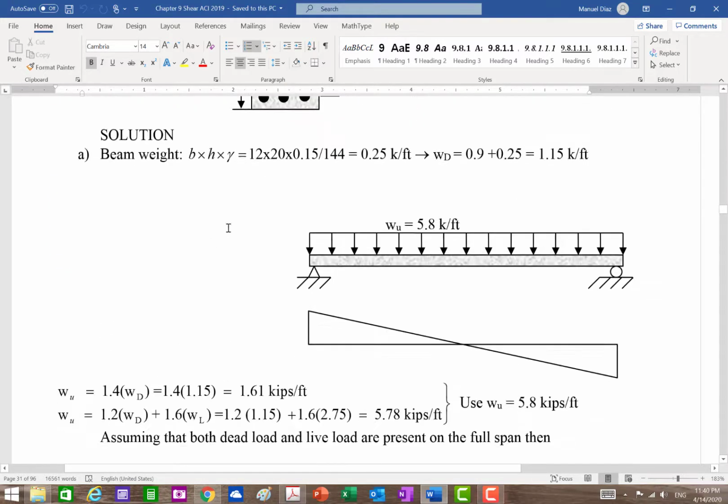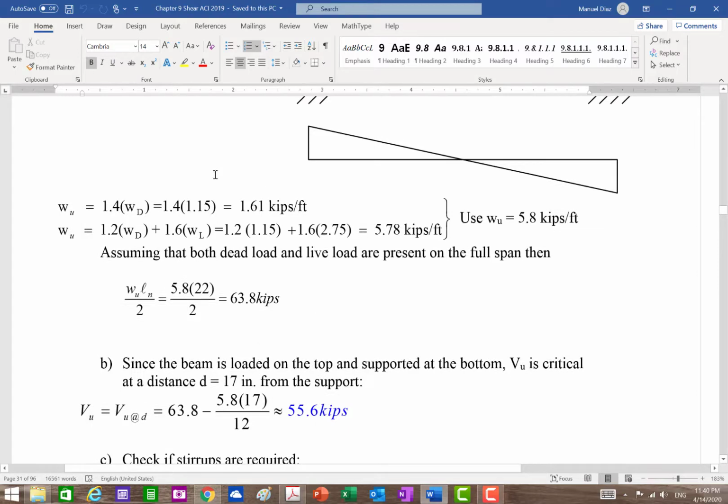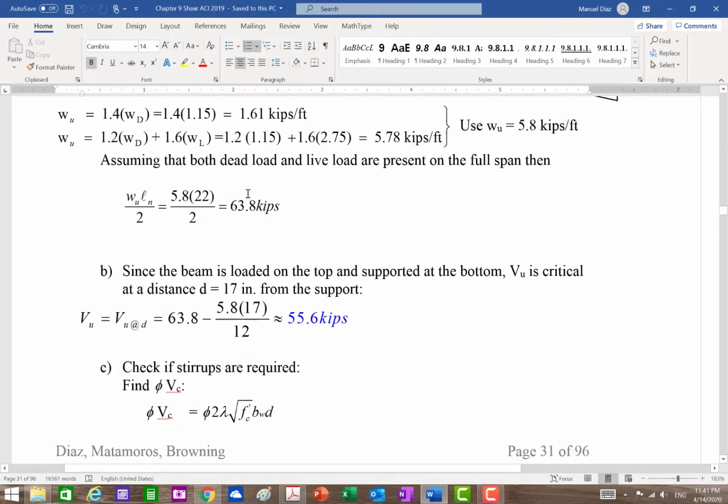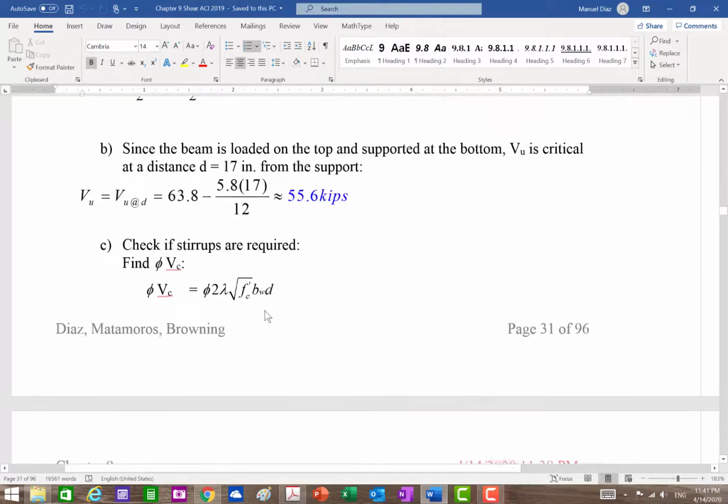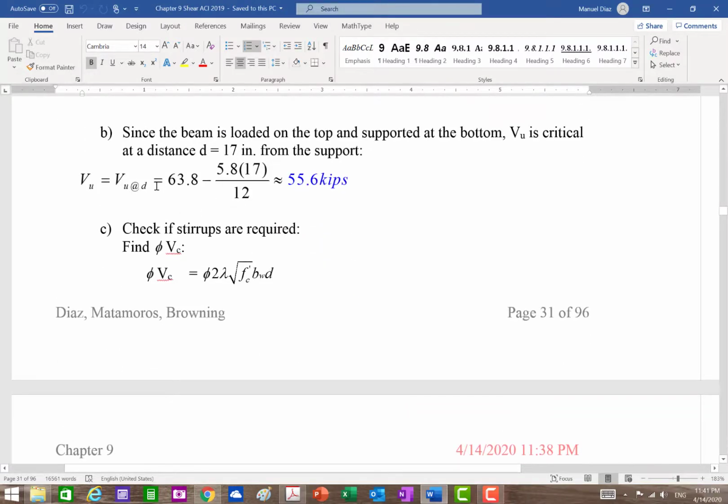Okay? So we find the beam weight, we find our load combination. Load now is pretty high. This is your shear. This is the reaction, right? So this is what you find here, the reaction. So now we need to find this at the distance D. So we move the value to the distance D by subtracting the load times D. Right?